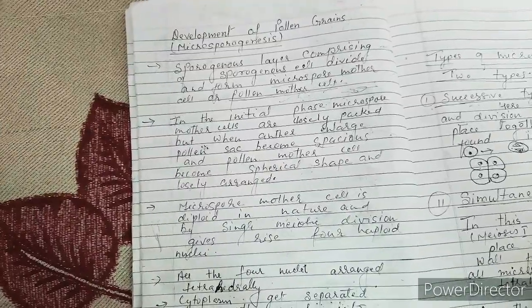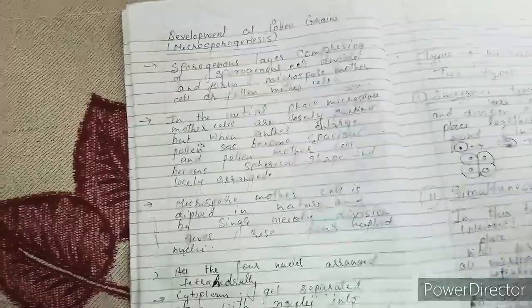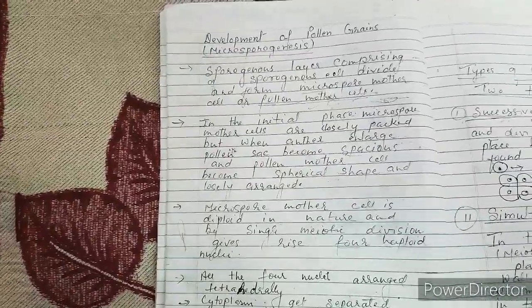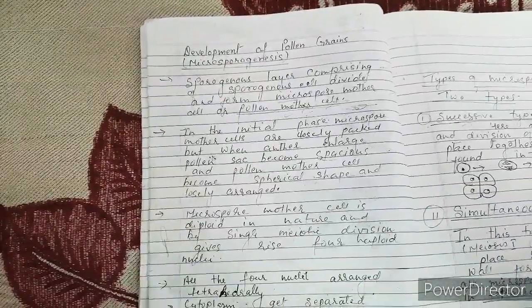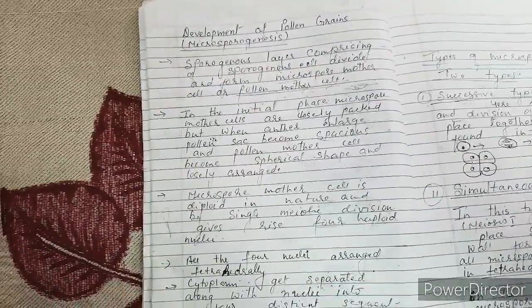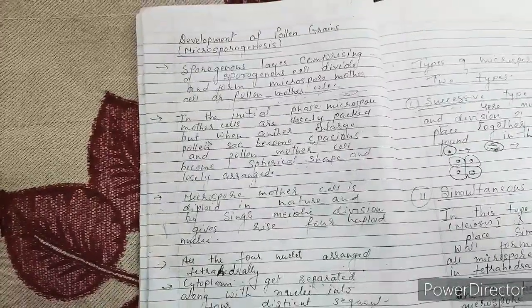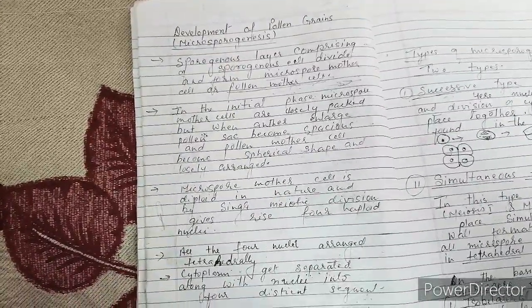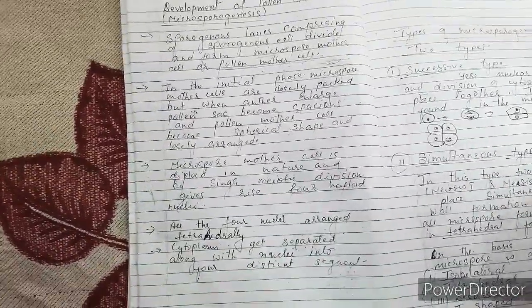Students, today I am going to continue chapter 2, Sexual Reproduction in Flowering Plants. Our topic is development of pollen grains, that is also called microsporogenesis. Actually, a sporogenous layer comprising sporogenous cells divides and forms microspore mother cells or pollen mother cells.